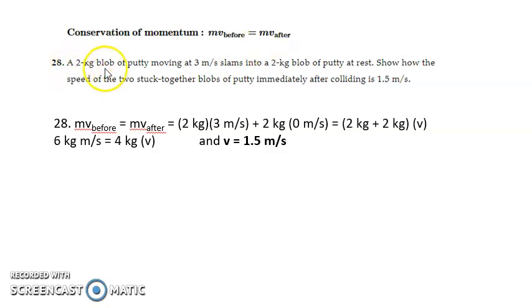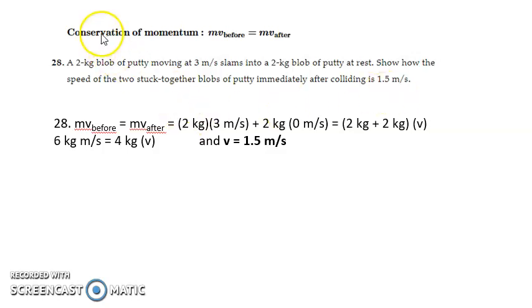So for problem 28, we have a 2 kilogram blob of putty moving at 3 meters per second slams into a 2 kilogram blob of putty at rest. So this describes our initial scenario. Show how the speed of the two stuck together blobs of putty immediately after colliding is 1.5 meters per second. So our after scenario is when they're moving together as a unit.